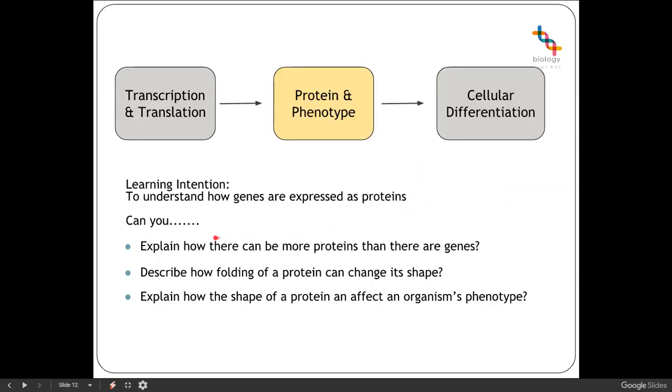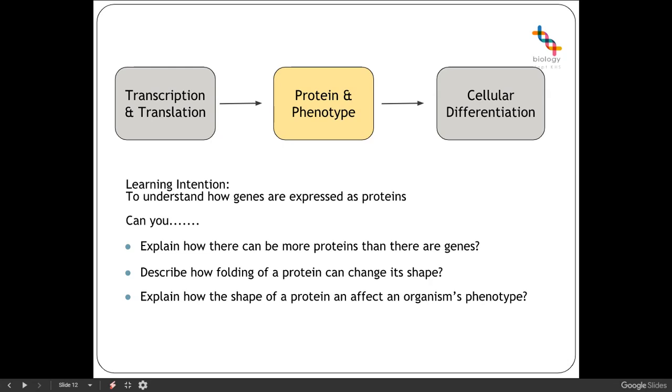So you should know by now that there can be more proteins than there are genes, because primarily of the process of alternative mRNA splicing, so putting together different exons to produce our mature mRNA transcript. That folding of a protein can cause it to be either fibrous or globular, or it may become a conjugated protein and join up with something else. And the shape of a protein can affect an organism's phenotype, because the overall result of that protein may produce something else within that organism: a different physical characteristic that you could see, such as the colour of eyes, or it may be an internal change. It might be something like an enzyme.